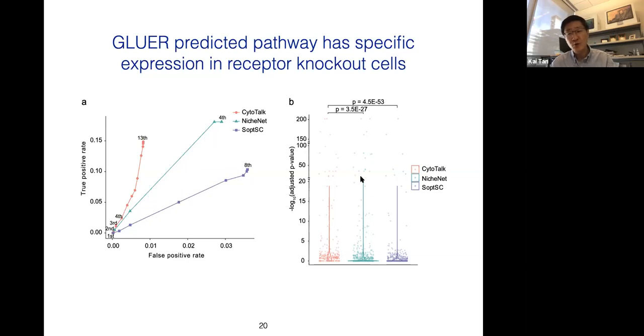Here, the true positives are the genes that are differentially expressed between the receptor knockout and wild type cells. As you can see here, the AUC value is significantly higher for the CytoTalk prediction compared to the other 2 methods. This is another way to look at the result. The predicted pathway genes overall have a significantly higher differential expression p-value for the CytoTalk prediction compared to the other 2 methods. Okay, so taken together, these evaluations suggest that CytoTalk can have a pretty accurate prediction, at least an improvement over existing methods.